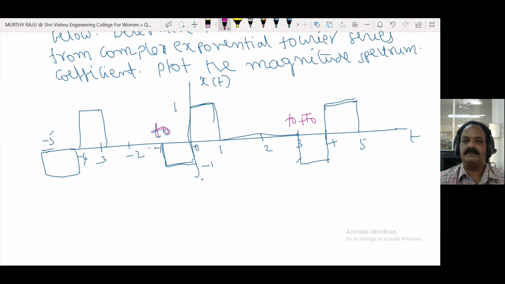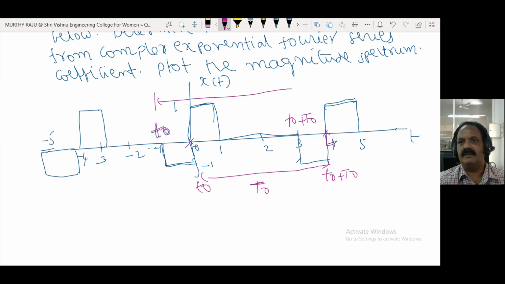Or else, this one is T0 plus T, this point at 4. This is the time period of the waveform, T0. Or else, there is another way to find the time period of the waveform T0.